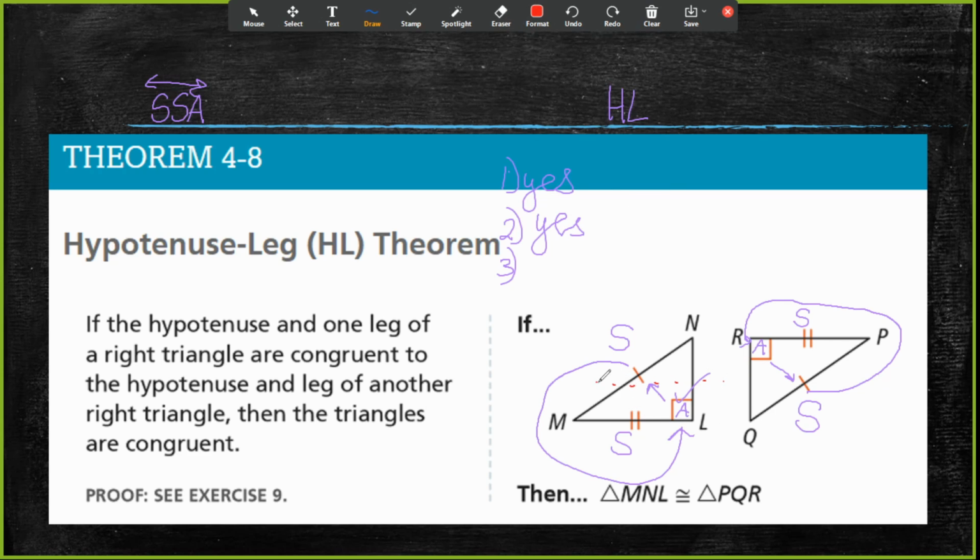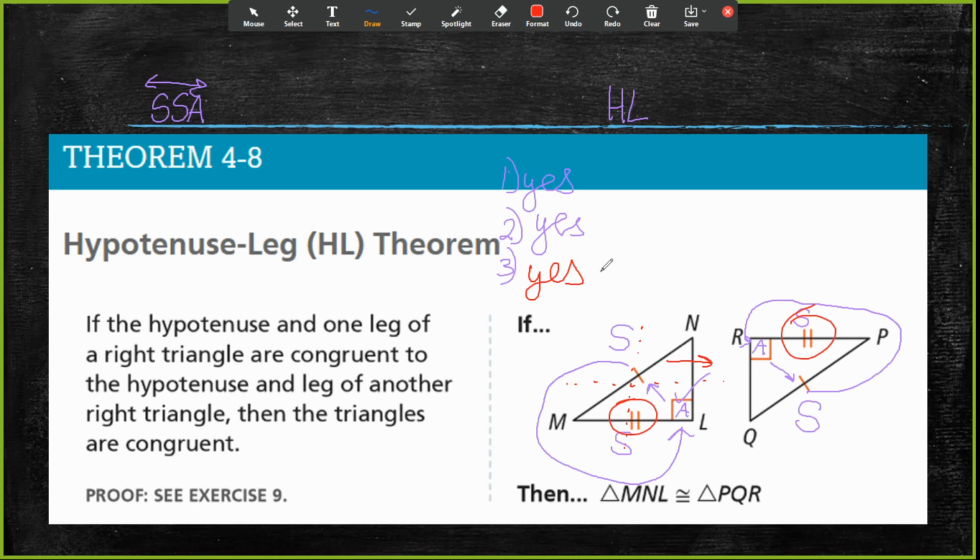If I were to reflect this over this line, then it would be flipped where L is on top, N's on the bottom, which would orient my right angle up to here. Then I would need to reflect it across this line, which would put it in the proper positioning, and then I could just translate it over. And I can see that these two would in fact be corresponding and congruent.